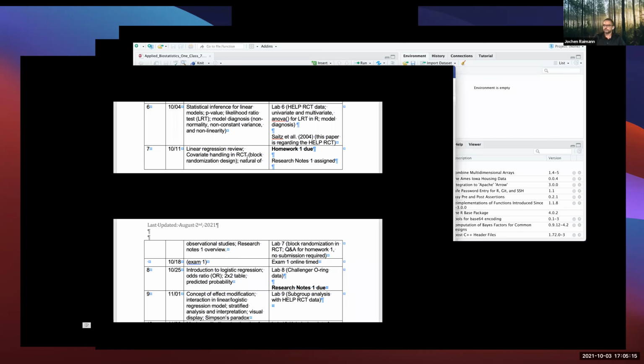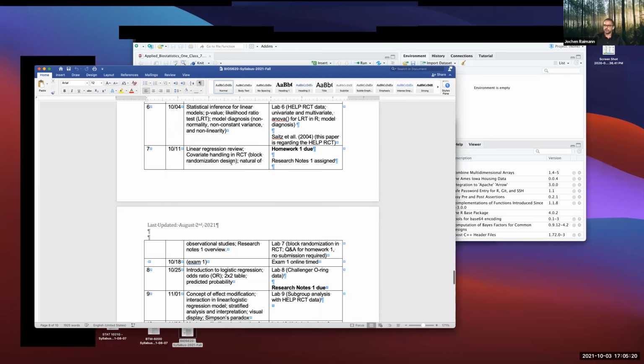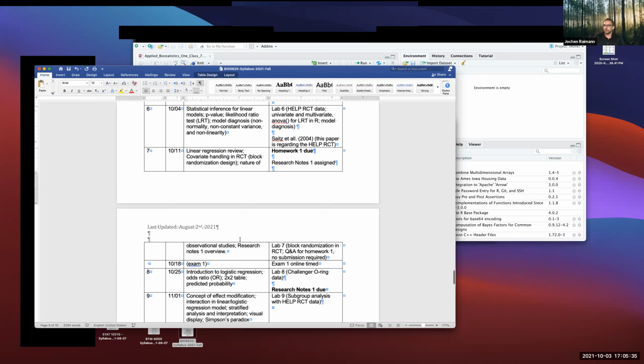Last week we talked about statistical inference. Today we're reviewing linear regression so that you're prepared for the exam. We'll be briefly talking about covariate handling in RCTs, and speak about block randomization design and why this is important to keep in mind when planning your analytical approach. We will talk about the nature of observational studies and how they're different from randomized control trials, and we will get a brief overview of the research notes.